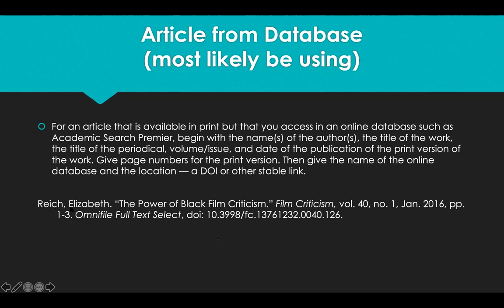So for this example, here's the author's name. Here is the title of the article. Then you can see the journal, the volume number, the issue number, the date of publication, the page numbers. Then right here, you can see the online database that this came from. This could be JSTOR. There's multiple databases that might be used. And then this particular piece had a DOI.